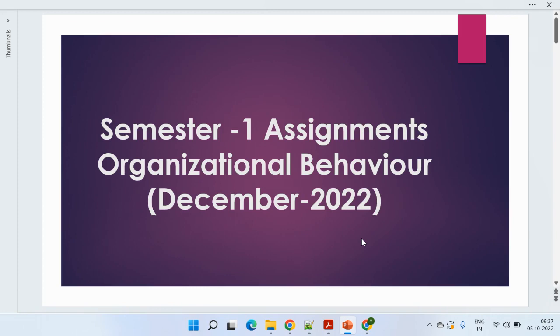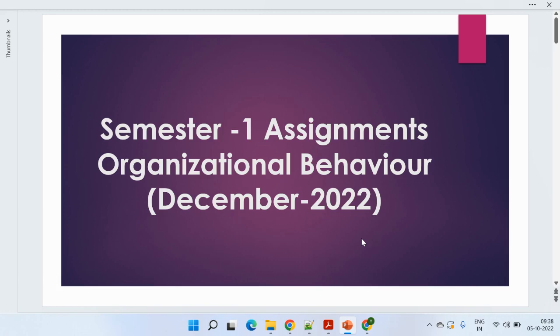Before briefing that, I want to discuss a couple of more things about the cycle and the assignment process: key things which need to be done and need not be done. The very first one is that there are two cycles in NMIMS. One is the regular cycle, which is the June cycle and the December cycle. The second one is the backlog cycle, specifically for those students who are not able to submit the assignments in the previous cycle.